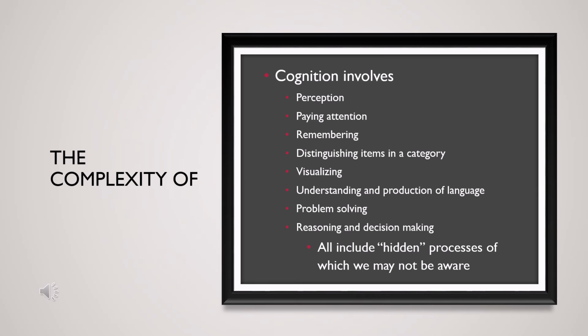The complexity of cognition. So, cognition isn't just thinking, it includes perception, memory, language, attention, problem solving, reasoning, and decision making. These processes can often occur automatically without conscious awareness, something like reading without thinking about decoding letters.